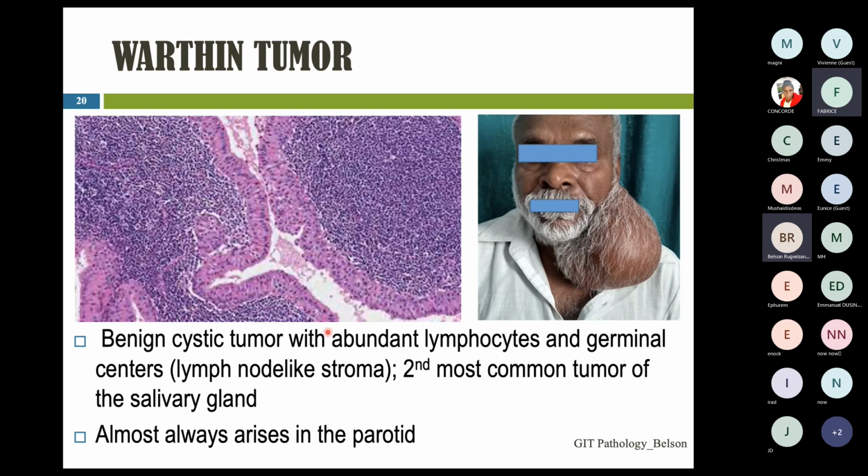They say it is the second most common tumor of the salivary gland, after pleomorphic adenoma. It usually also arises from the parotid. Clinically, you cannot distinguish pleomorphic adenoma from Warthin tumor. It is histology or cytology which will distinguish them.